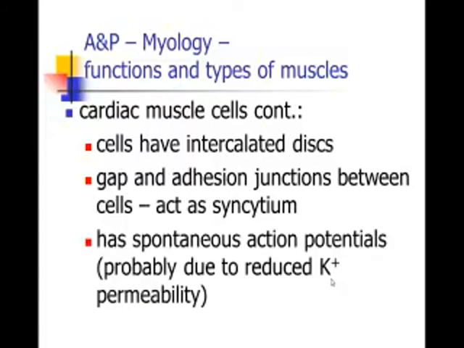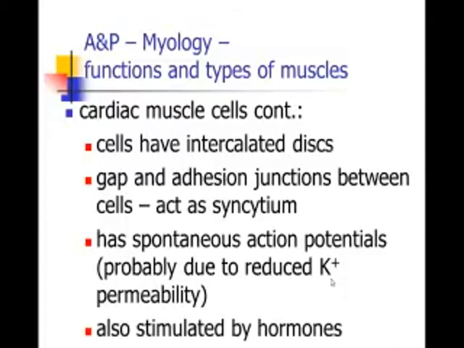The cells have spontaneous action potentials. This is unusual. This is not consistent with skeletal muscle. Remember, the skeletal muscles have to have nerves. Cardiac muscle cells can actually contract even if the nerves are severed. Basically what happens is the cells spontaneously depolarize, probably because of reduced potassium permeability. The cardiac cells can also be controlled by hormones, so things like norepinephrine and epinephrine from the adrenal glands can increase the cardiac activity.